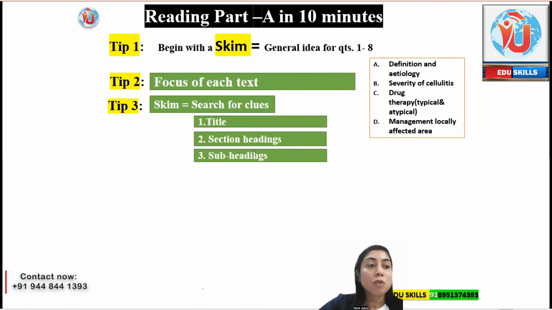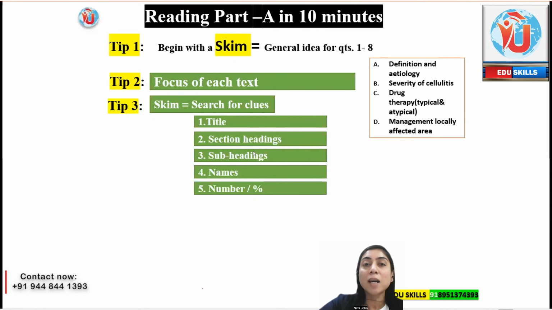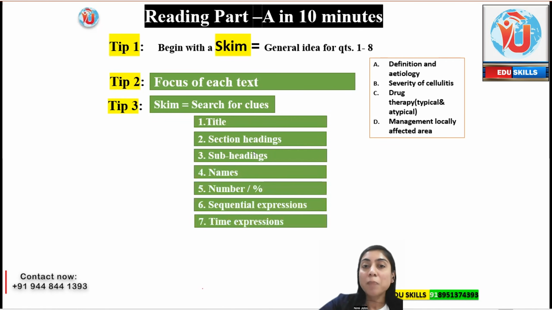Tip 2, focus on each text. Then tip 3, skim to search for clues: the title. And if there is no title on any text, what do you have to do? The topic sentence, the first sentence, you assume that one is the title of the text. Then the section heading, subheading, names, numbers, or percentages.